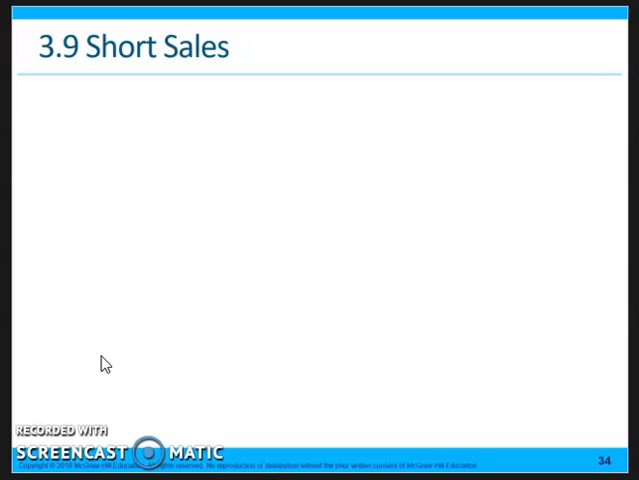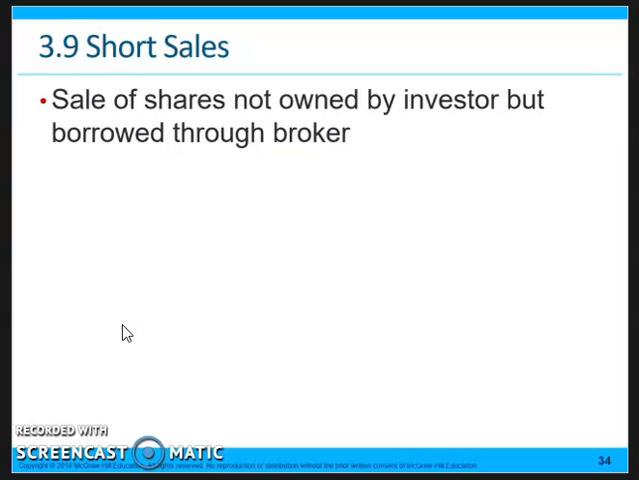Chapter 3, Lecture 7 is short sales. What is a short sale? A short sale is a sale of shares that are not owned by the investor, but are borrowed through the broker. To take a step back, buying on margin is a bullish action. You have a positive outlook on the stock. Short selling is done when you have a negative outlook on the stock.